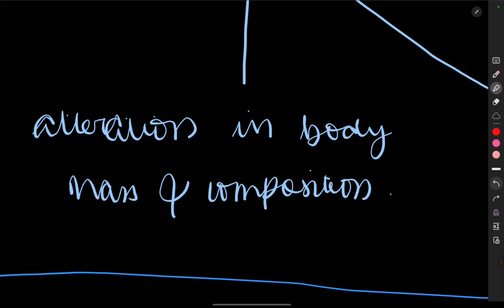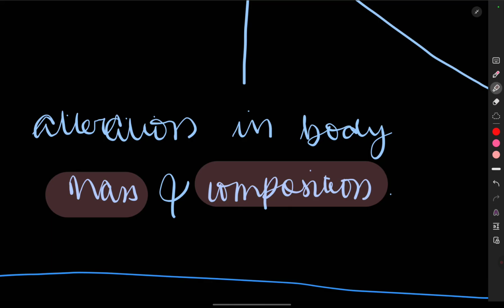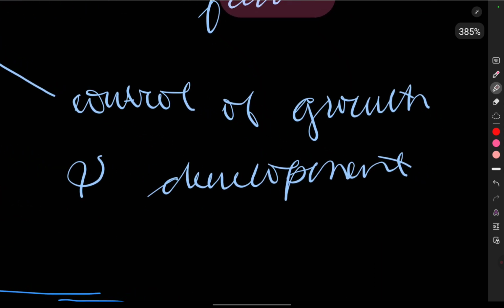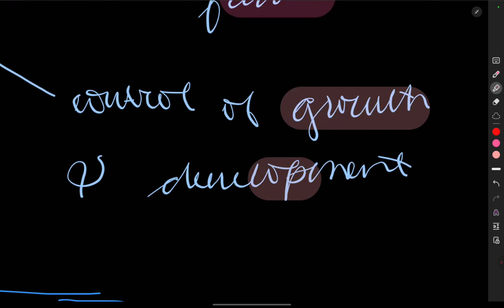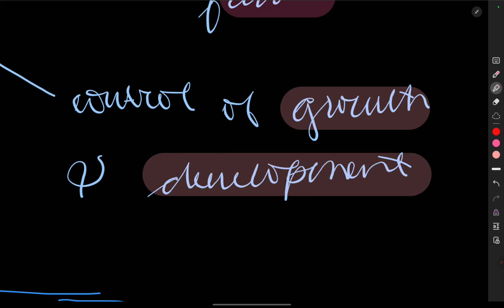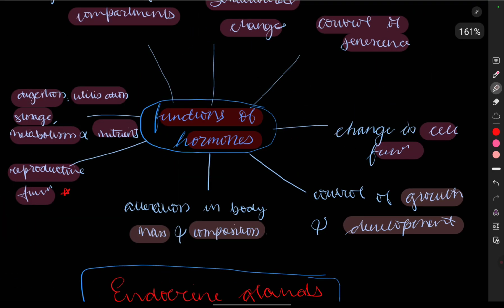Now, its other function is alteration in the body mass and composition. If a person is gaining too much weight, or losing a lot of weight, that totally depends on the metabolism, and thyroid hormones are responsible, like hyperthyroidism, hypothyroidism. Alteration in the body for maintenance of the mass and the composition. Now, control of growth and development. The growth hormone helps in the growth. So there are so many hormones that help in the growth and development of a particular individual. So these are the functions of the hormones.